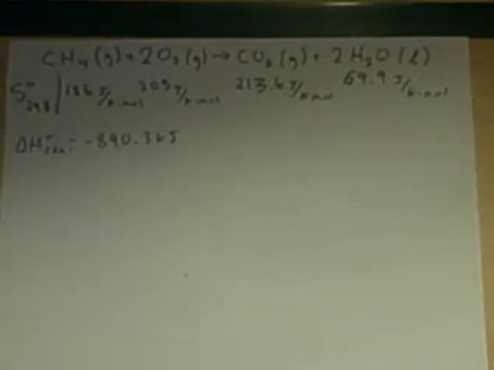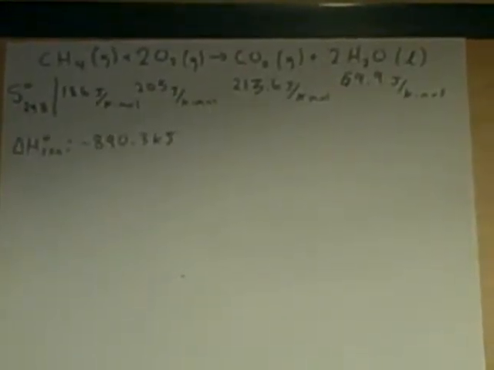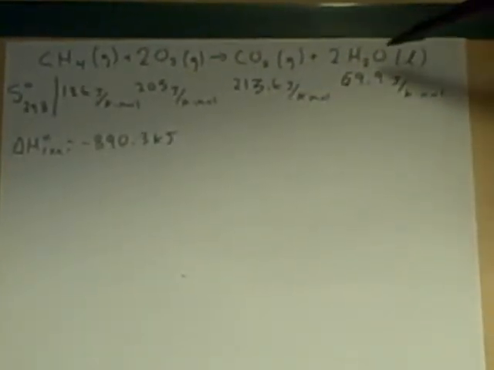In this video, we'll be determining the spontaneity of a reaction by using the Gibbs free energy equation. So here I've laid out the equation, which is 1 mole of methane plus 2 moles of oxygen yields 1 mole of carbon dioxide plus 2 moles of water.